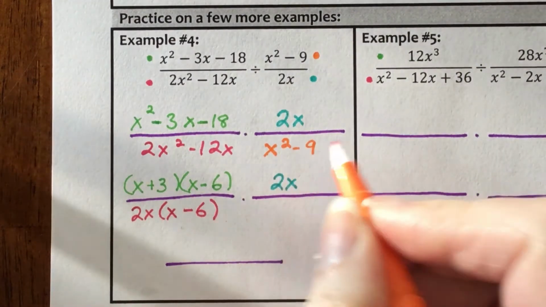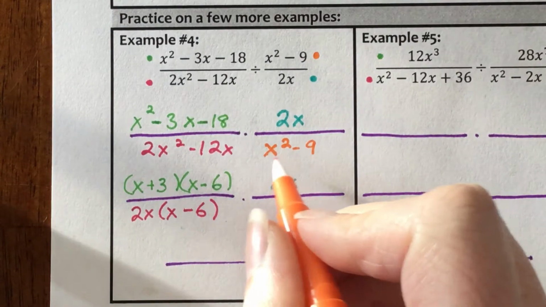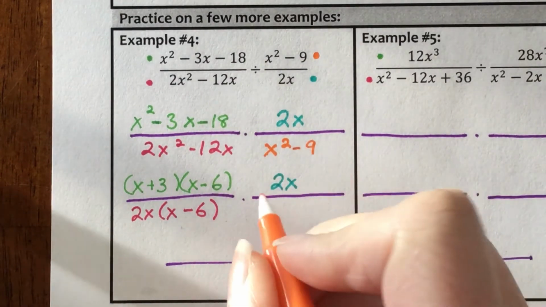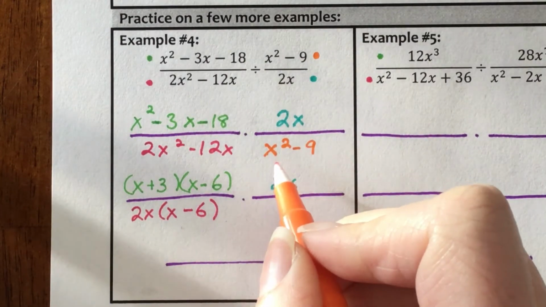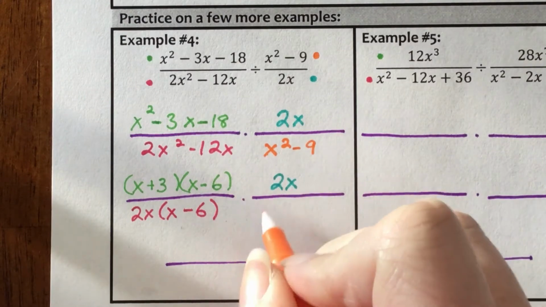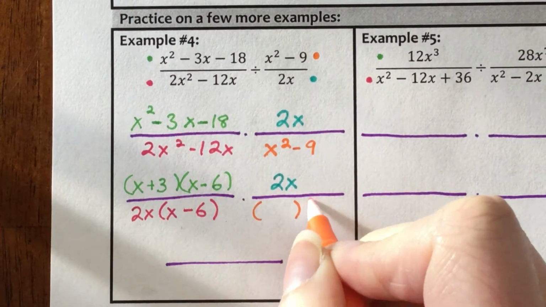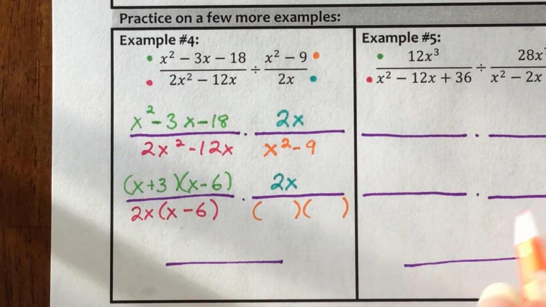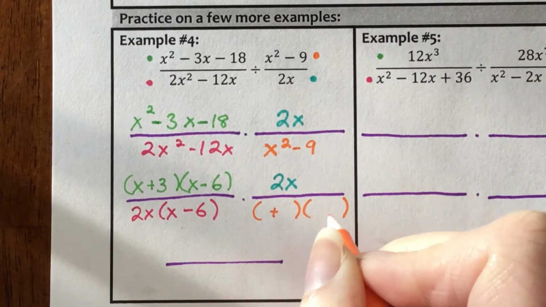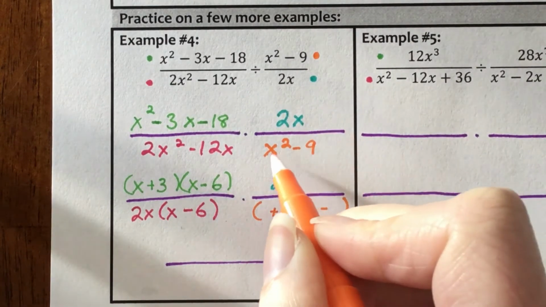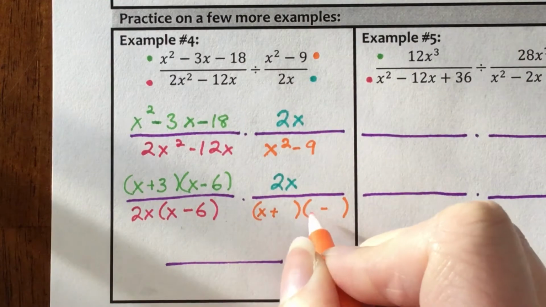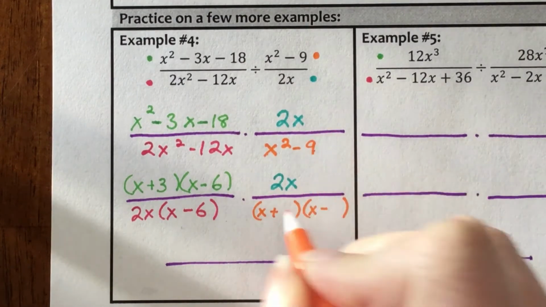Denominator, orange. We have x squared minus 9. There's only 2 terms, so it's not a trinomial, but we do have perfect squares. So x squared and 9 are both perfect squares. Let's draw in the pattern. Parentheses times parentheses. 1 plus, 1 minus. Square root of x squared is x. Square root of 9 is 3.